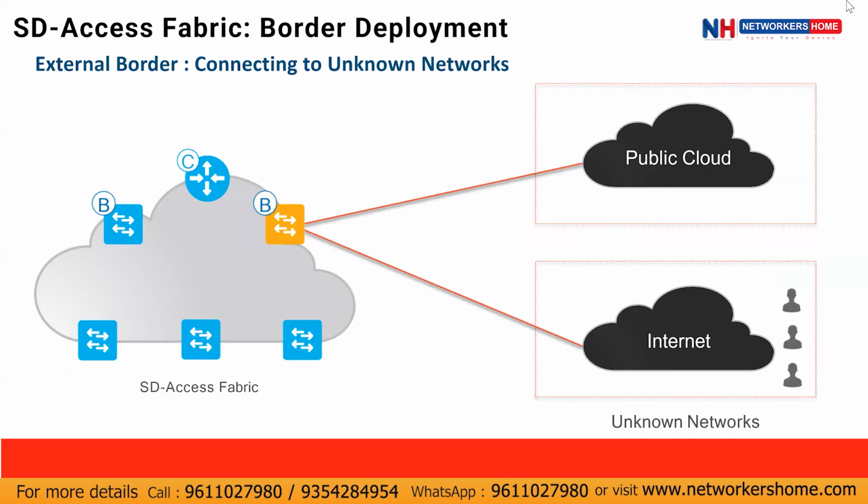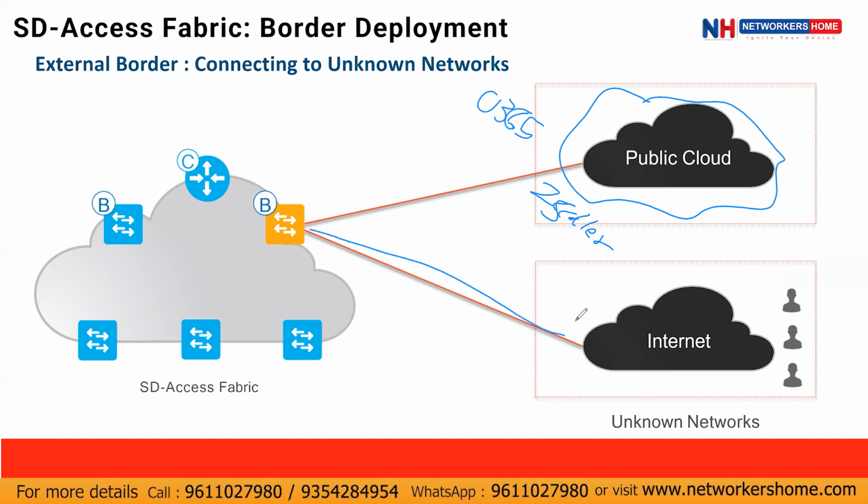Okay, thank you. Now, what are the unknown networks? Public cloud, like someone was asking, either it will be Office 365, or it will go to the Zscaler proxy and then go to Office 365, whatever it is, or it's directly the internet. It will be connected to the external border.